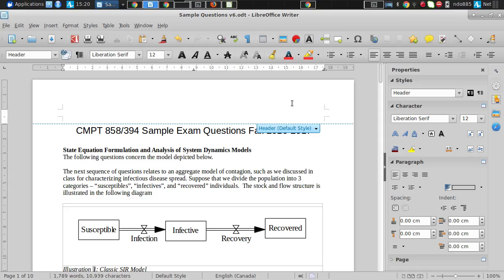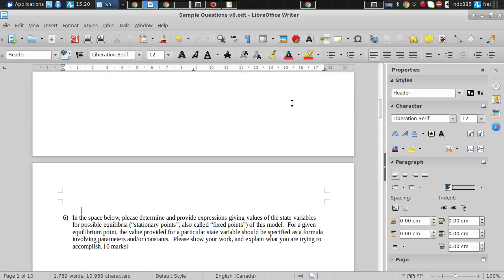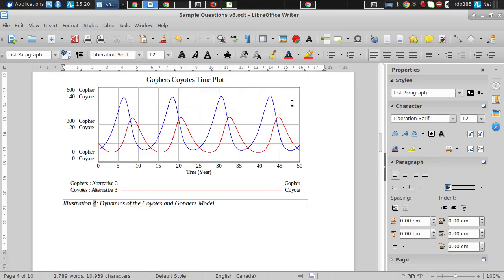Yeah. I have a question on stable equilibrium. So, for example, we know, like in the gopher coyote one, it's kind of like it has like a circular. Is that considered a stable equilibrium? This is a great question.